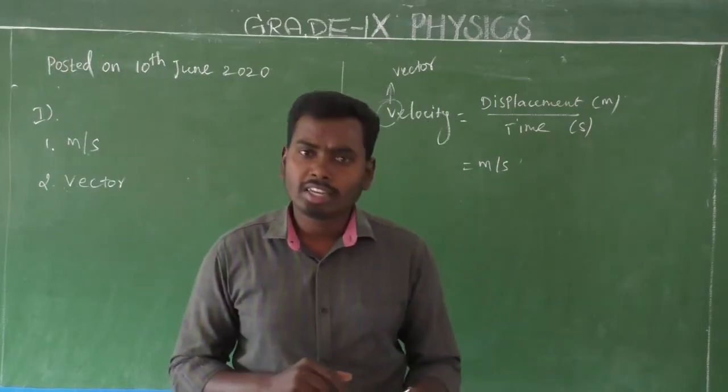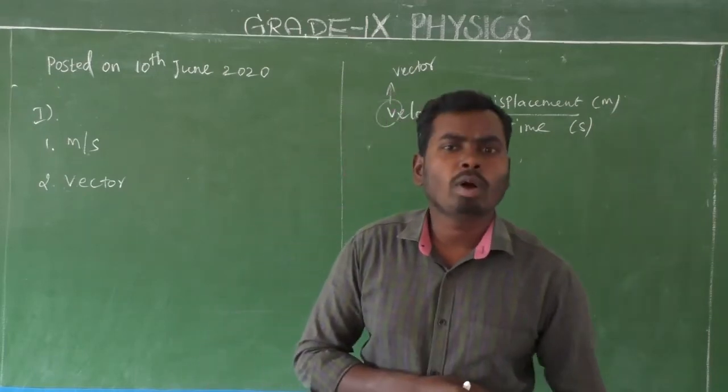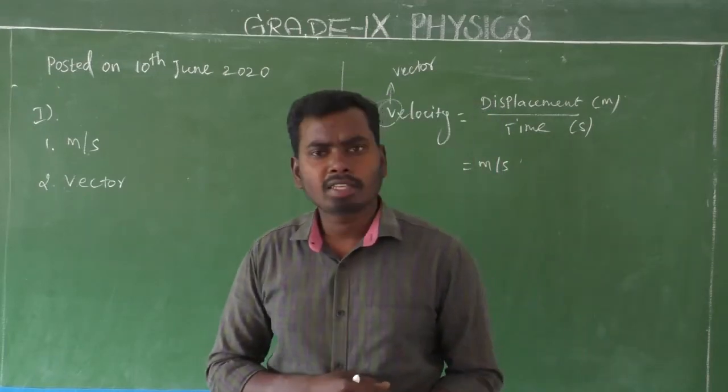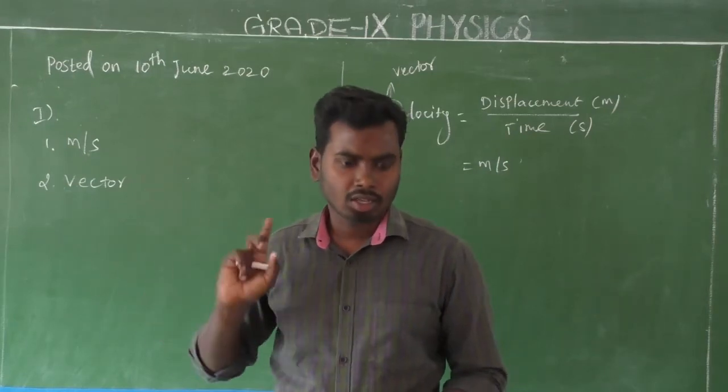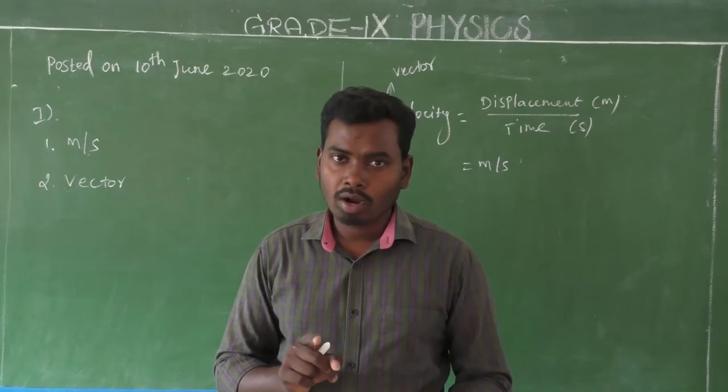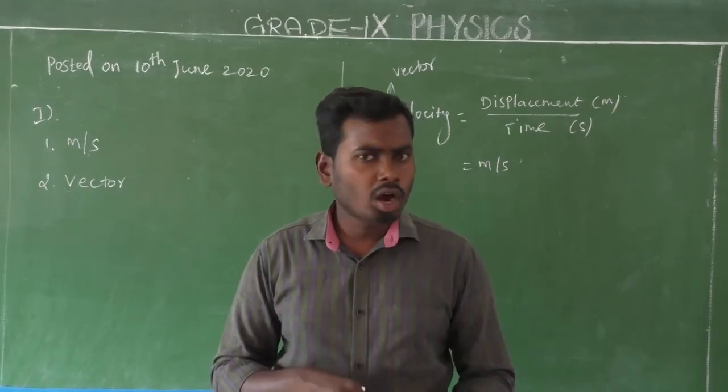What is that? That is displacement. Is displacement a vector quantity or a scalar quantity? Displacement is a vector quantity, because it has both magnitude as well as direction. So displacement is a vector quantity. Now come to the third one, velocity.